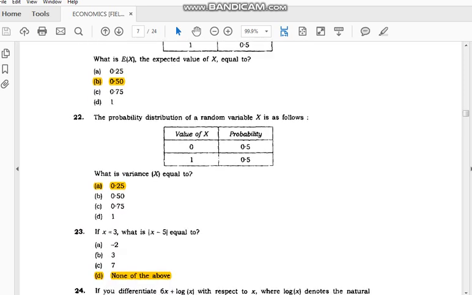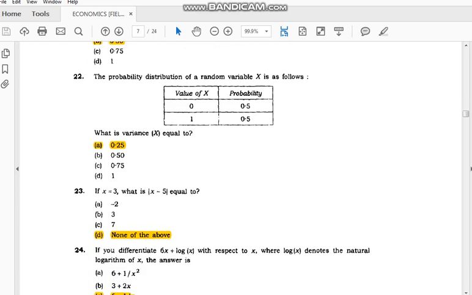Then the probability distribution of a random variable x is as follows, and the variance of x has been asked here. For calculating the variance of x, there is a formula: summation x square px minus (summation x px) whole square. So summation x square px here will be 0.5, and (summation x px) whole square would be 0.25. So its answer would be 0.25.